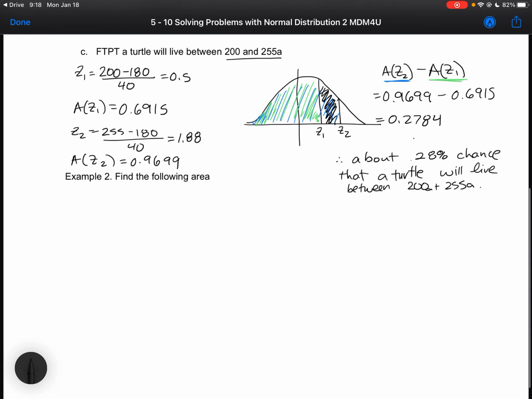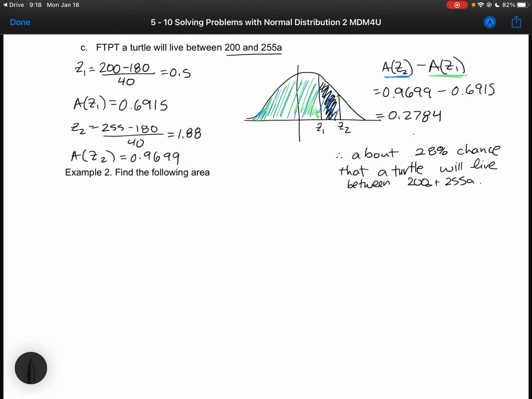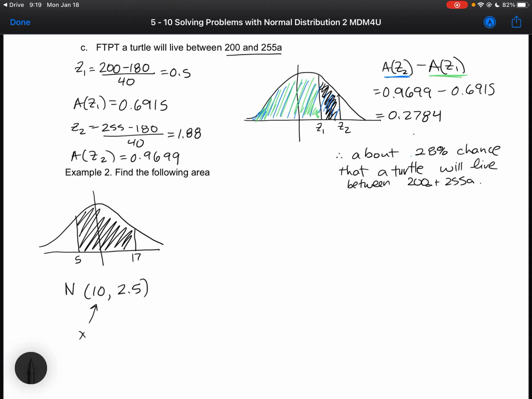We're going to do one more example in this video of finding the area, but this time I'm going to give you the information in a little bit different way. So here is a sketch of the graph, and I've got a Z1, this is at 5 here, and then I've got a second bar, and what I'm interested in is finding the area in between those two. I know that it's normally distributed. It has a mean of 10 and a standard deviation of 2.5. You would be given this information on the test or an evaluation. Here I'm just writing it in so that we can solve the question.